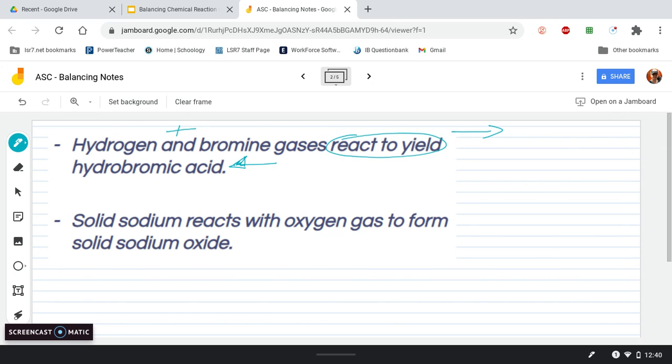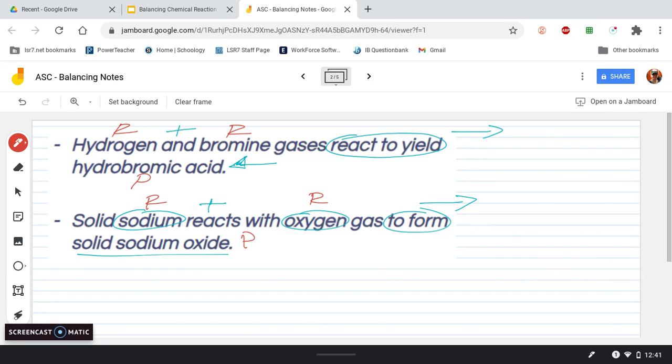Okay, so sodium reacts with, and "reacts with" is a plus, oxygen. So we've got some sodium, some oxygen, to form, and "to form" means arrow. So there's the sodium oxide. Let's think about it. Hydrogen is a reactant, left side. Bromine's a reactant, left side, arrow. And then this is going to be our product, hydrobromic acid. So same thing down here: reactant, arrow, and a product.